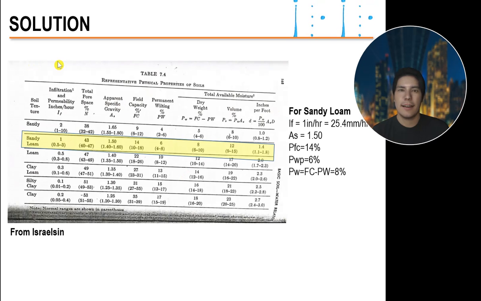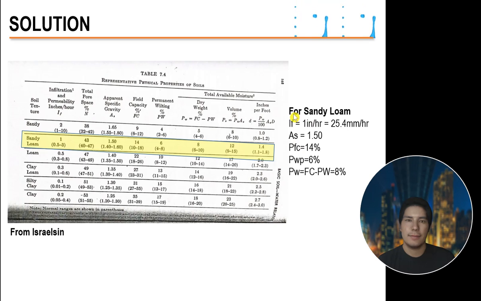So bali yung gagamitin natin is itong formula or itong table from Israelsen. So given yung sandy loam natin na soil texture, so bali meron yang infiltration rate na 1 inch per hour or 25.4 millimeter per hour. Given din yung apparent specific gravity natin na 1.5. And given din yung field capacity natin na 14%, permanent wilting point is 6%. So therefore, yung difference nilang dalawa is 8% as our total available moisture content.